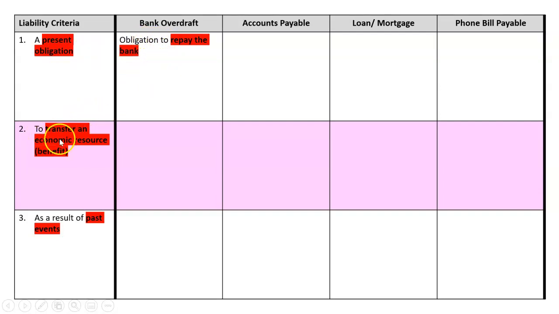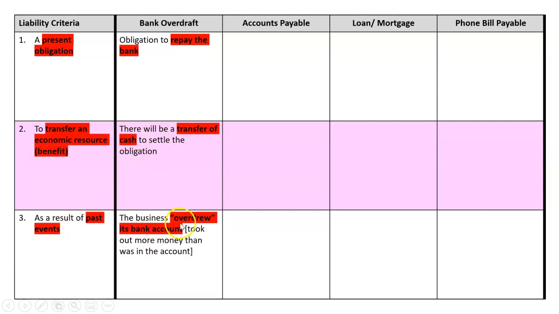Step 2, to transfer an economic resource. That's what you're obligated to do. What are you going to transfer? That's easy. Money. You're going to transfer cash. And lastly, there was a past event, and that was, in this case, you overdrew your bank account, which is just a fancy way of saying you took out more money than was in the account.